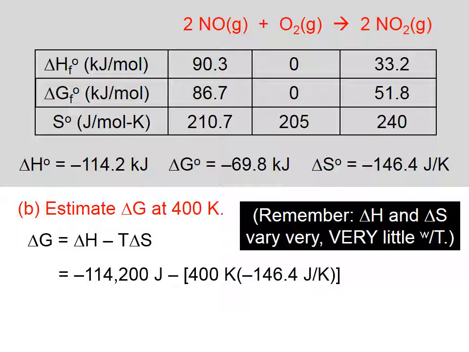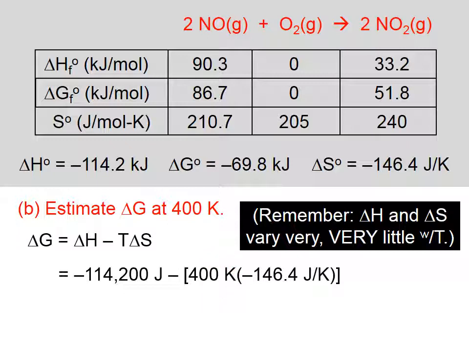The delta H value that we calculated under standard conditions still applies. The delta S value that we calculated under standard conditions still applies. Even though we're not at standard conditions, the delta H value and the delta S value that we calculated at standard conditions we're going to consider to be good enough. But we put our new temperature in, 400 Kelvin.